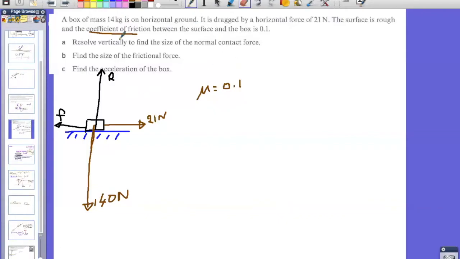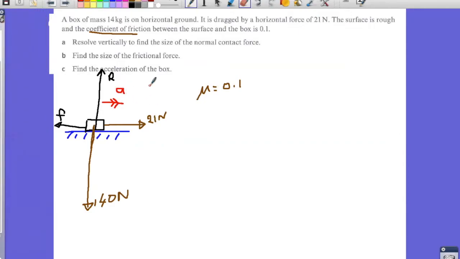And this box is being dragged, so there is an acceleration. If there is acceleration, you should always show the acceleration on your diagram. It should accelerate this way, acceleration A. See how I always denote my acceleration with 2 arrows, something like that. Okay.